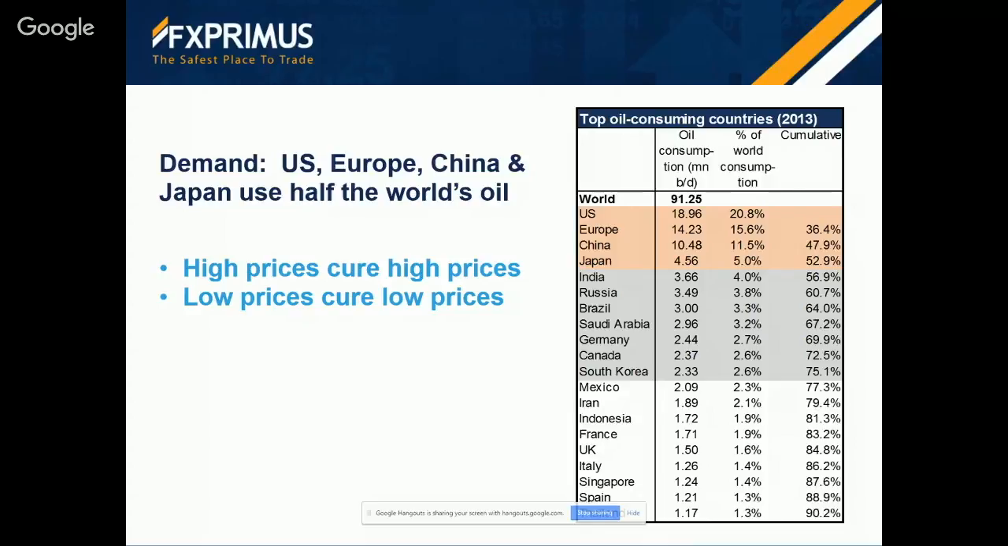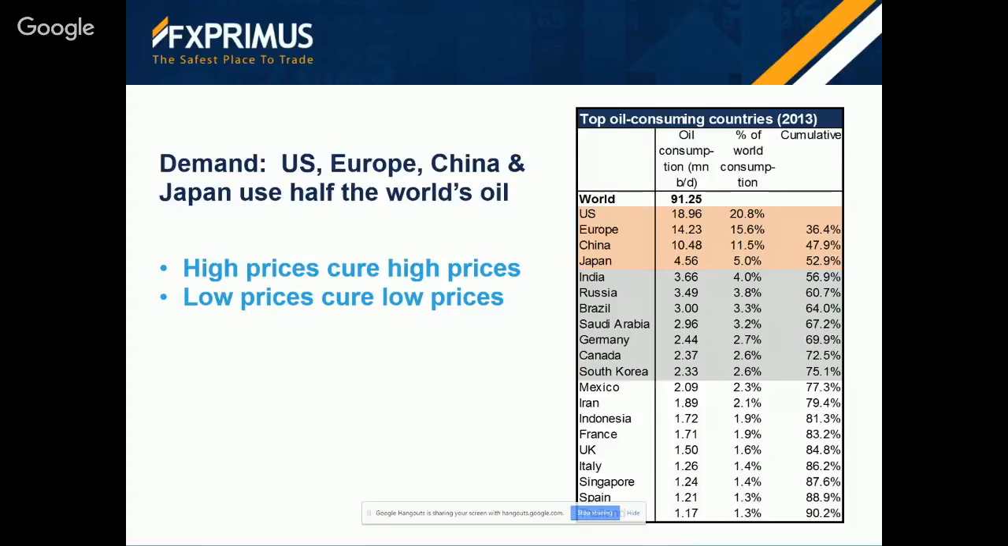On the other hand, when prices fall, oil producers pump less oil, because they don't want to sell it at that price, and consumers start to use more oil. They drive more, and that starts to push prices back up. So high prices cure high prices, and low prices cure low prices.